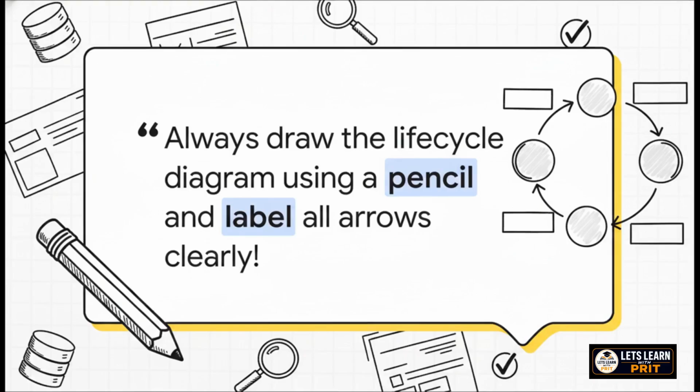Look, when an examiner is grading papers, they literally do not have the time to read every single word. Their eyes dart straight to your diagrams. If you have a neat, pencil-drawn diagram where the arrows moving from active to partially committed to failed and to aborted are crystal clear, the examiner practically decides to give you maximum marks right there. A great diagram shows absolute purity of concept.